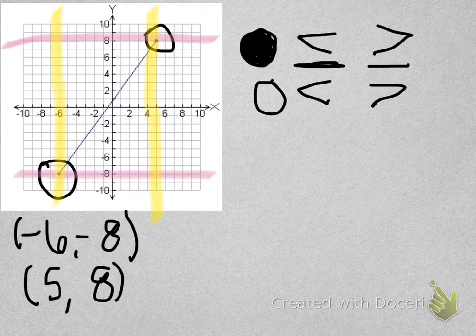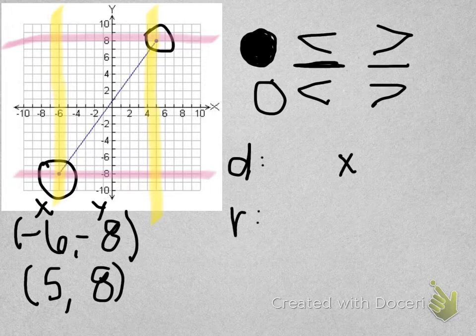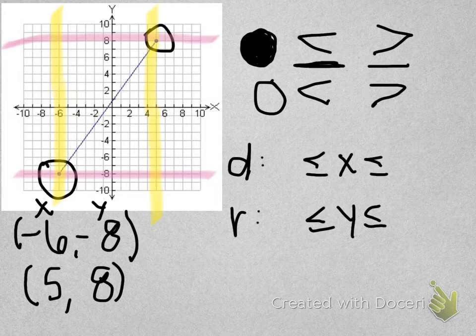Okay, so with domain, remember domain gets your x values. Here are your x values, here are your y values. I always have my kids put the variable that goes with whatever you're writing out. So with domain, it would get x. With range, it would get y. These both have closed circles, so that means on each side of the variable, I'm going to write less than or equal to.